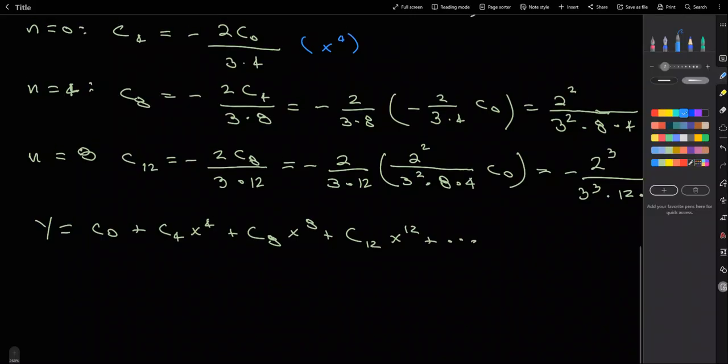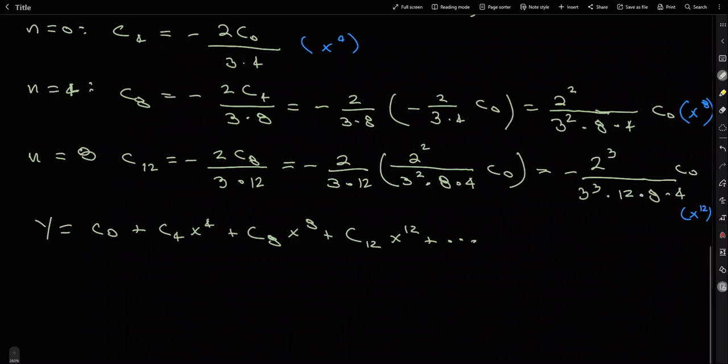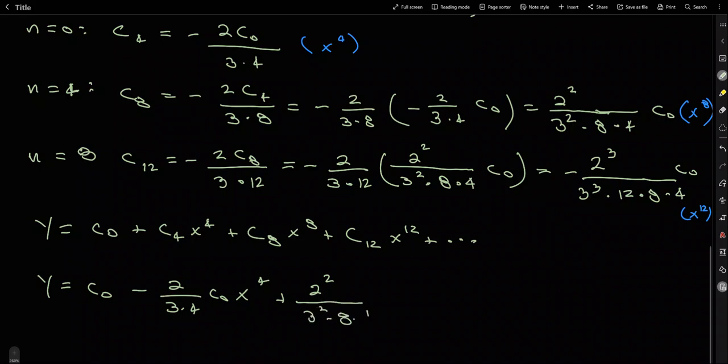All right, so that'll be y equals c sub 0 plus c sub 4, which is minus 2 over 3 times 4, c sub 0, x to the fourth, plus 2 squared over 3 squared times 8 times 4, c sub 0, x to the 8th. And then what's next?